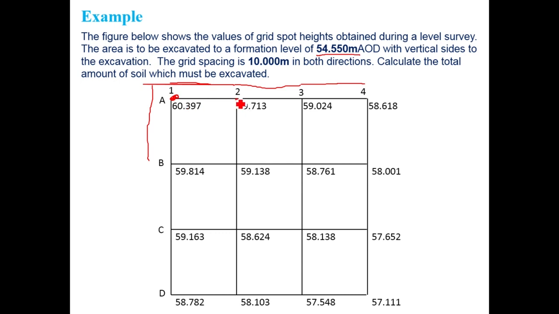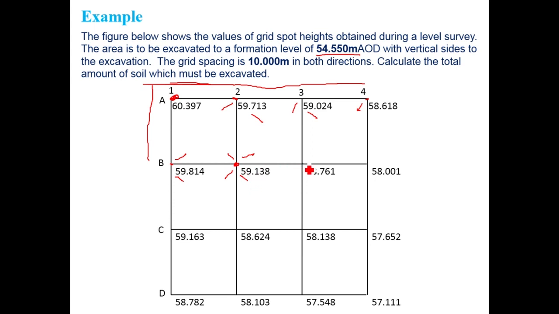For A2, this node, the weight is 2. It's being used with this square and with this one, so its weight would be 2. For A3, its weight would be 2. We have 2 squares around. For A4, its weight is 1. We have just 1 square around this one. For B1, the weight is 2. We have 2 squares. For B2, the weight is 4, because we have 4 squares, 1, 2, 3, and 4. So the weight here would be 4.